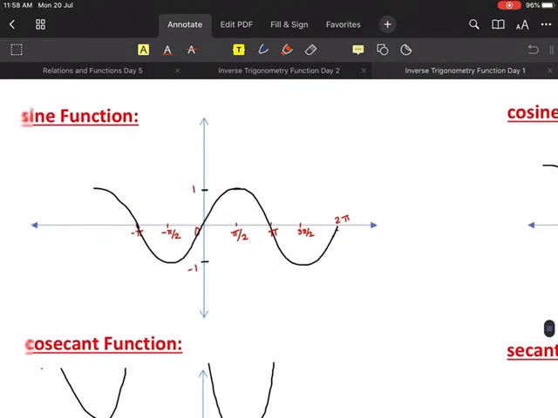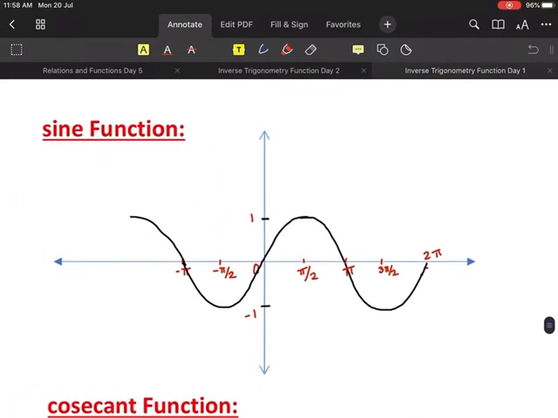Now, let's discuss a very important thing, graph of trigonometric functions. So, how to draw the graph of trigonometric function? Have you seen the sine curve before? Everyone, have you seen the sine curve before? Nobody has seen the sine curve before. Why does it look like this?